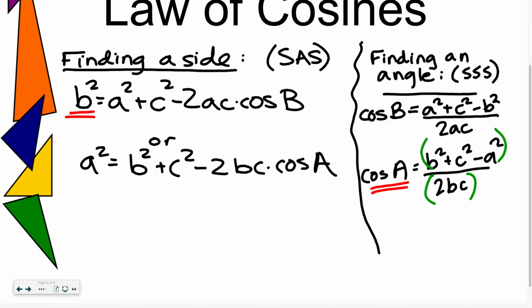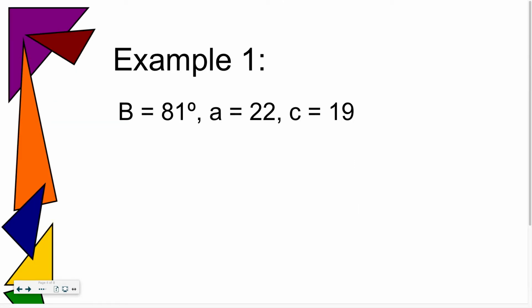Some of you might have a calculator that allows you to make it look like a fraction, and then you don't have to worry about this. But if you're going to hit divide so that it looks like division, you're going to need the parentheses. Otherwise, you'll get errors, like you can't inverse cosine. Okay. We're going to do an example.